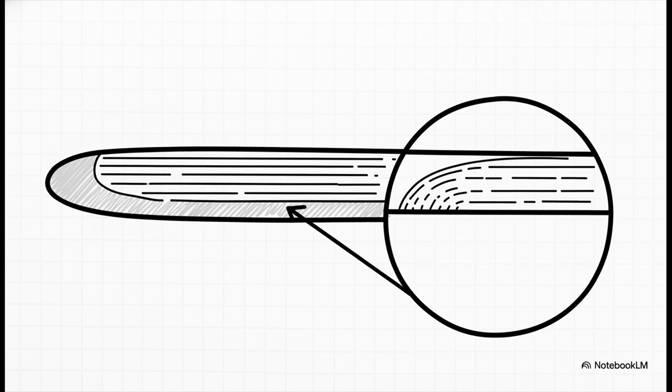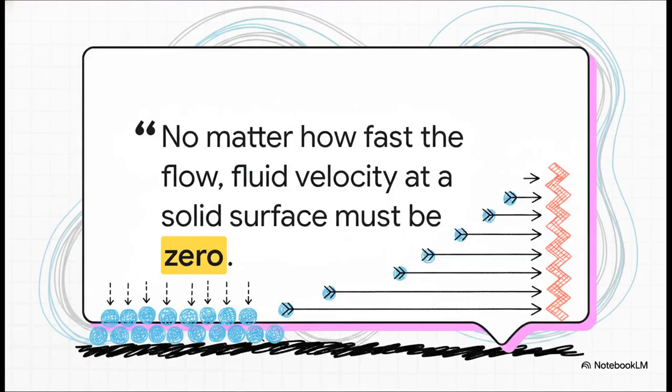Right at the surface of any object, doesn't matter how fast the flow is, viscosity creates this super thin region called the boundary layer. And the reason this layer exists is because of a fundamental, non-negotiable rule called the no-slip condition. It just means that fluid molecules that are physically touching a solid surface stick to it. Their speed is zero, period.